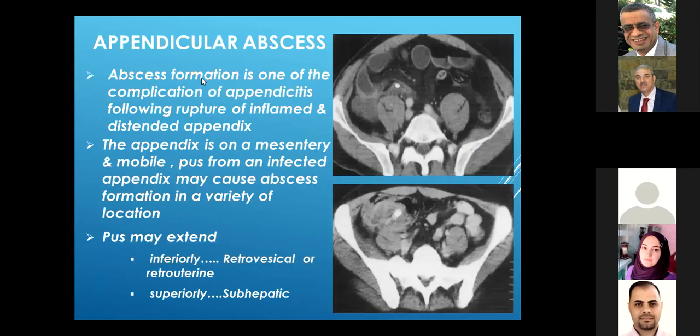Appendicular abscess. Abscess formation is one of the complications of appendicitis following rupture of an inflamed and distended appendix. The appendix is on a mesentery and mobile. Pus from the infected appendix may cause abscess formation in a variety of locations. The pus may extend inferiorly to the retrovesical or retrouterine area and superiorly to the subhepatic area. This is the appendicular abscess.